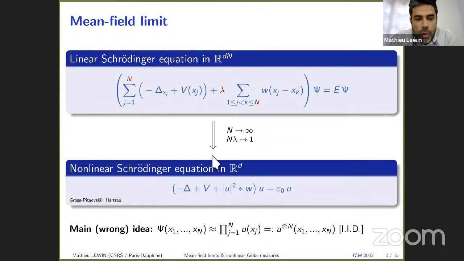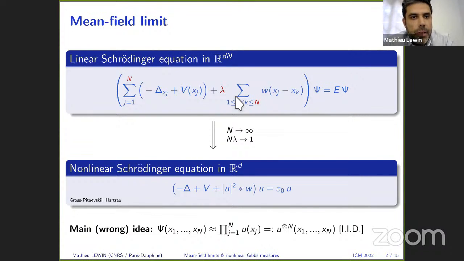What we want to do is to compare these two equations, these two PDEs. Both describe n quantum particles. So the first PDE is this one. It's a linear PDE in very high dimension, in dimension d times n, where d is the space dimension and n is the number of quantum particles. So it's an eigenvalue equation. So the unknowns are, of course, psi and e.